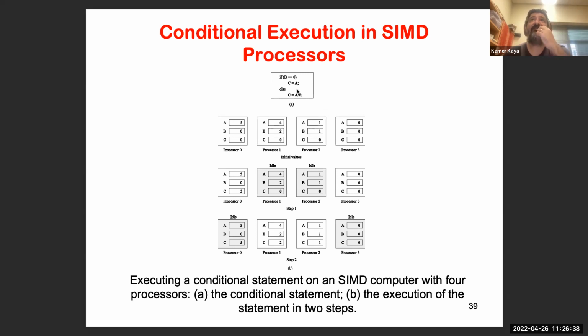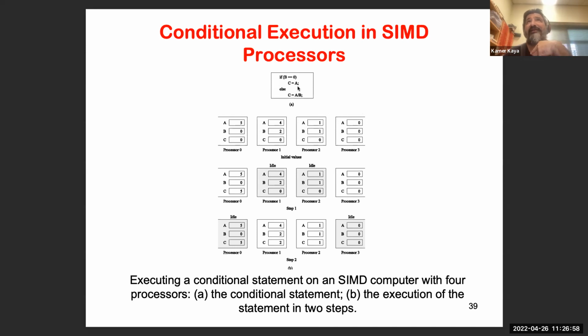SIMD processors work with their multiple data, but they need to do the same operations. So if B is equal to 0, yes, B is equal to 0, yes. So processor 0 and processor 3 will work. The others will wait, but they will work at the same time. The other processors will wait. So this is how you solve the conditions in SIMD processors.